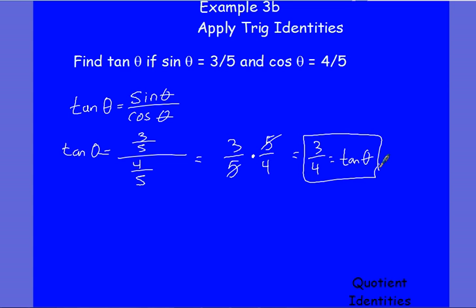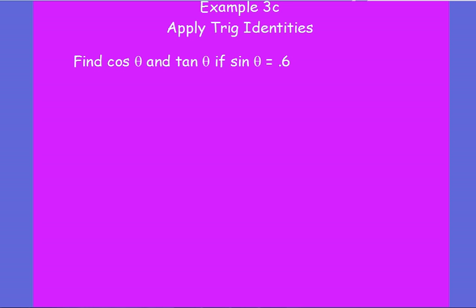All right, last one. Well, you're not dead yet. There you go. So last one. Find cosine and tangent if sine is 0.6. So it seems like I'm trying to trick you. It seems like I'm not giving you a lot of information. But guys, you're smart. Don't care what your parents say.